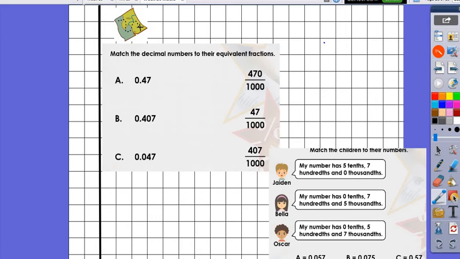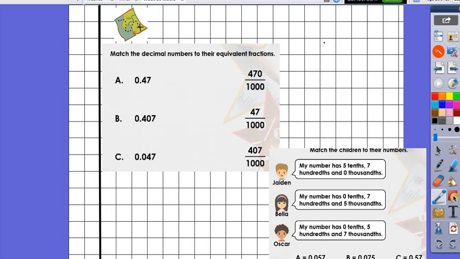So next one, match the decimal numbers to their equivalent fractions. I hope you all now know what equivalent means. Equivalent meaning the same, equal. No different. So we've got here 0.47. Again, I know some children yesterday who were recording themselves were saying 0.47. Remember what we said on Monday? We always give each number its individual name after the decimal point. So 0.47, 0.407, and 0.047. My fractions then are all over 1,000.